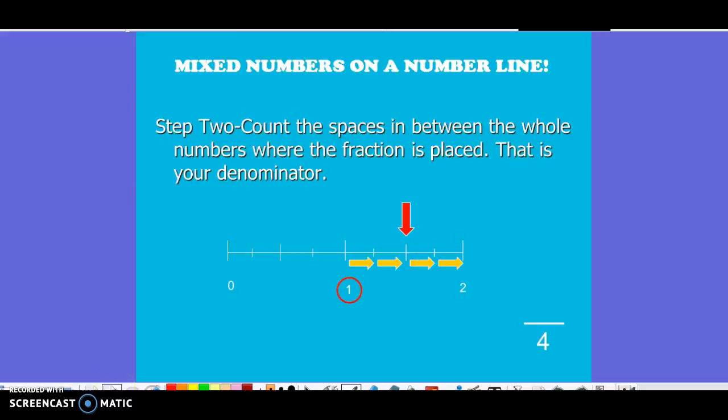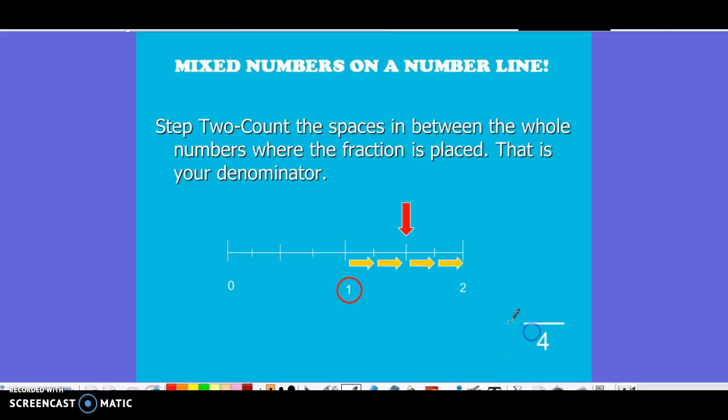Step 2 is exactly the same as step 1 in the previous case. Count the spaces from the whole number to where it's spotted at the very end. The next whole number, 1 space, 2 spaces, 3 spaces, and 4. I stop there because that's my next whole number, which means there are 4 total spaces. When I get to the 4, I take it and I put it into my denominator.